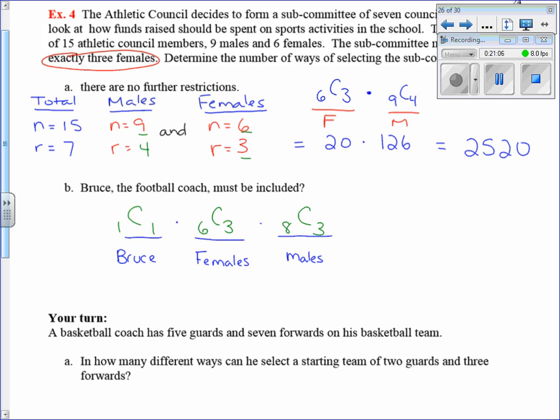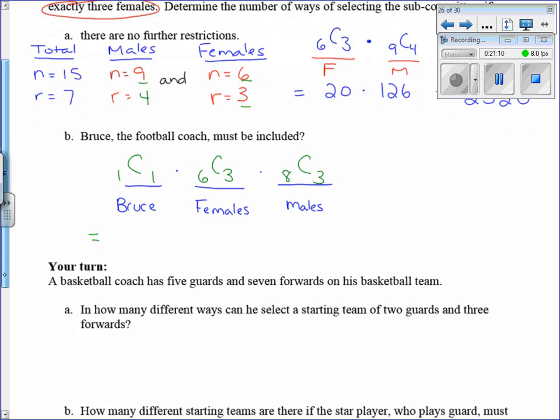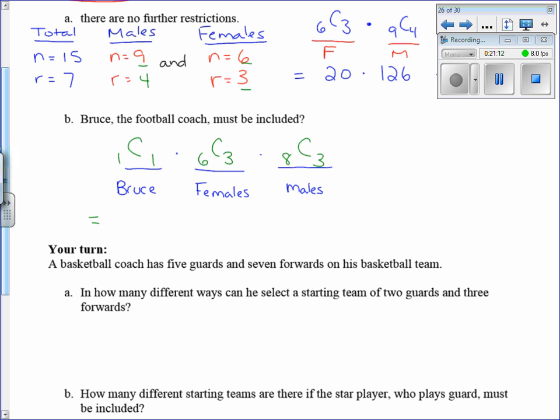So it's those 3 combinations that we use to determine how many total ways there are to fill in this committee that has to have 3 females, and Bruce is one of the males. So there's only one choose one. There's only one way of choosing Bruce from one Bruce. 6 choose 3 we did. That was 20 already. And then 8 choose 3. It's going to be just a little bit less than 126. So we should get 56.